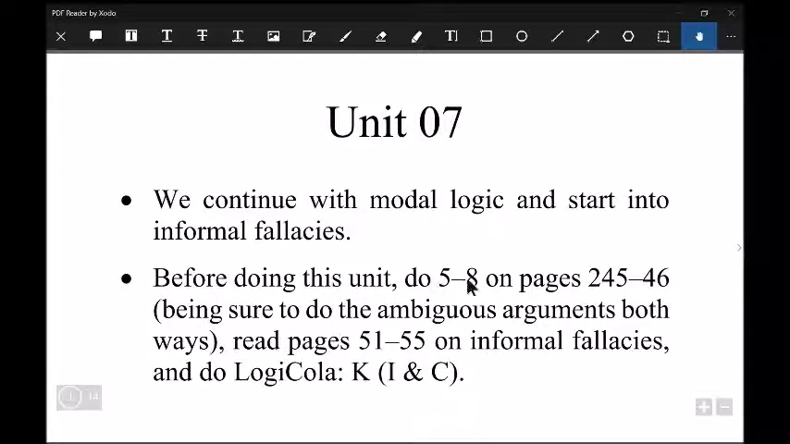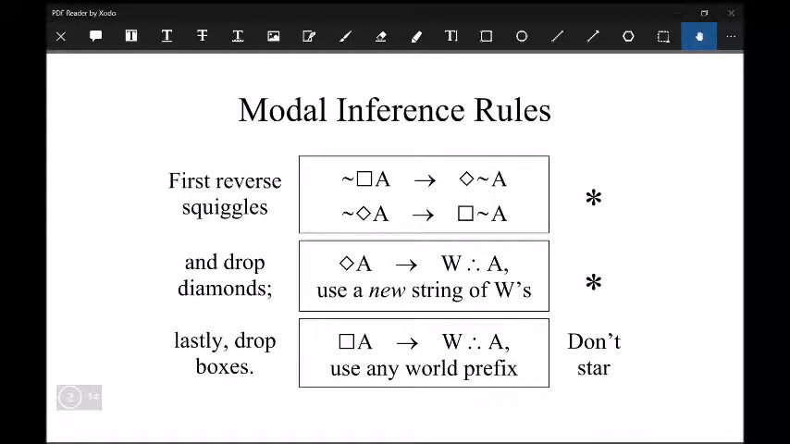Before doing this unit, I suggest you do these 4 modal problems, and a couple of them involve ambiguous arguments, we'll see. And read ahead on informal fallacies and try to master the modal proofs. Okay, so let's review the modal proofs a little bit.